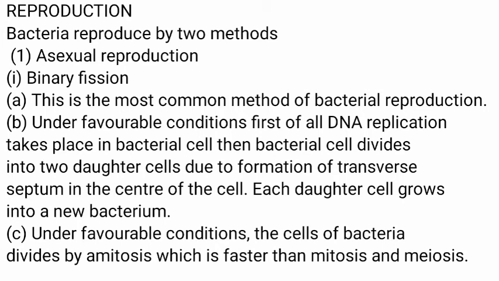Asexual reproduction. Very first one, binary fission. This is the most common method of bacterial reproduction. Under favorable conditions, first of all DNA replication takes place in the bacterial cell. Then, the bacterial cell divides into two daughter cells due to the formation of a transverse septum in the center of the cell. Each daughter cell grows into a new bacterium.